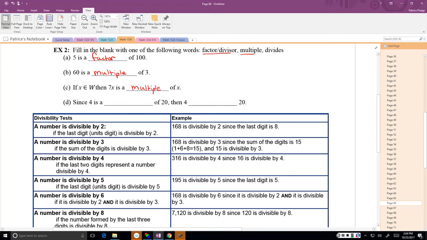Since 4 is a blank of 20, then 4 blank 20. Help me here. Divisor or factor of 20. If 4 is a divisor or factor of 20, then 4 blank 20 divides. Okay.